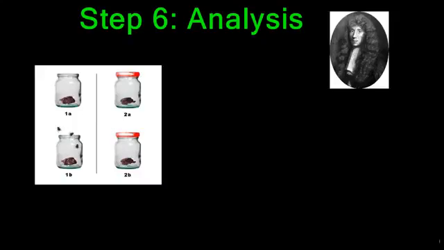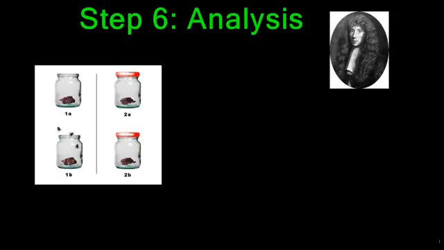Step 6 of the scientific method involves analyzing the data to find information that either supports or goes against your hypothesis. In Redi's experiment with the jars and the meat, he was looking to see if maggots come from decaying meat or if they come from flies. The relevant data here is the number of maggots at the end of the experiment. That's an example of quantitative data.